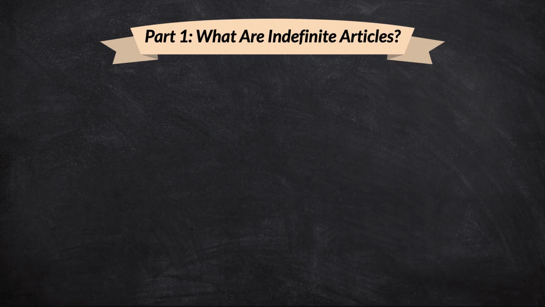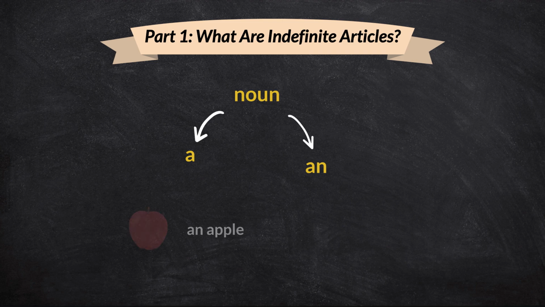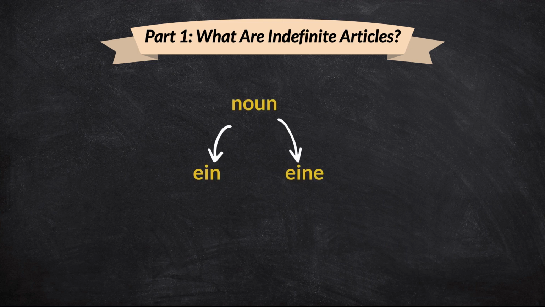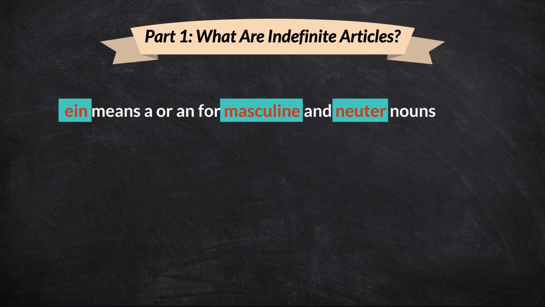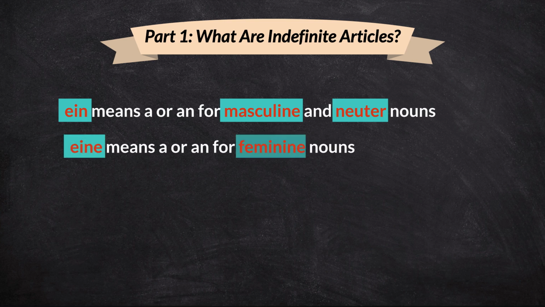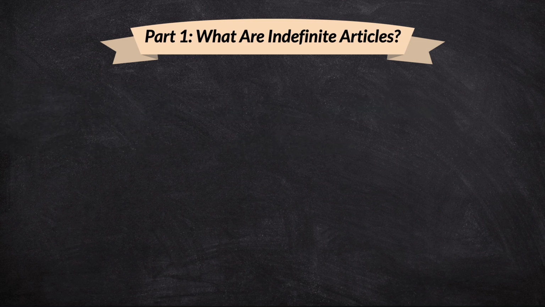Part 1. What are indefinite articles? In English, we say a or an before a noun. For example, an apple or a flower. In German, we use ein or eine for this. These are called indefinite articles. Ein is used with masculine and neuter nouns. Eine is used with feminine nouns. Here are some examples.